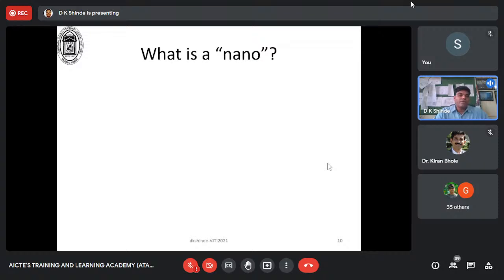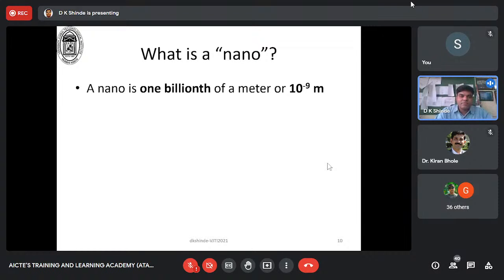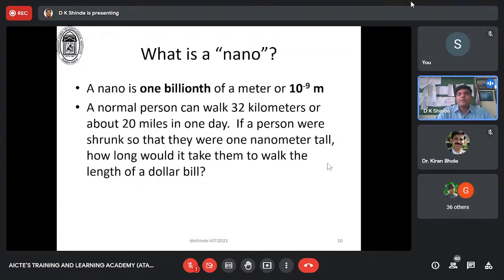So what is nano? Nano is 10 to the power minus 9, or one billionth of a meter, that much small in size. We know micrometers, which we have seen under the microscope, but to do this work we need a scale specified for these technologies. We take 1 to 100 nanometers, but we cannot see everything with the naked eye.